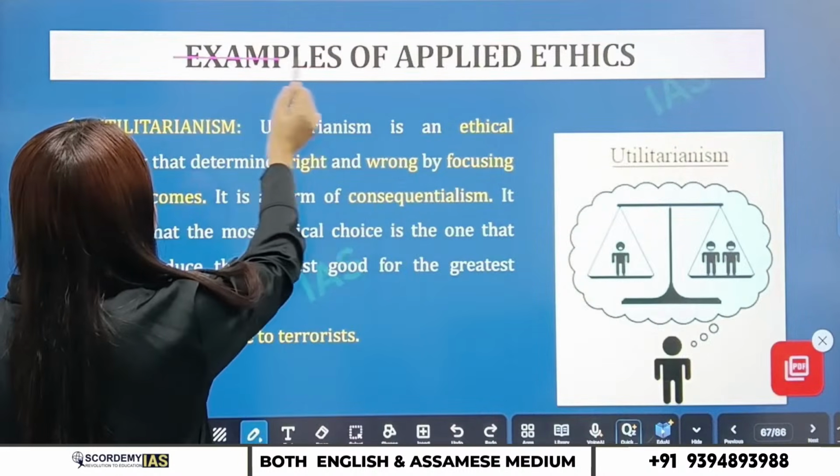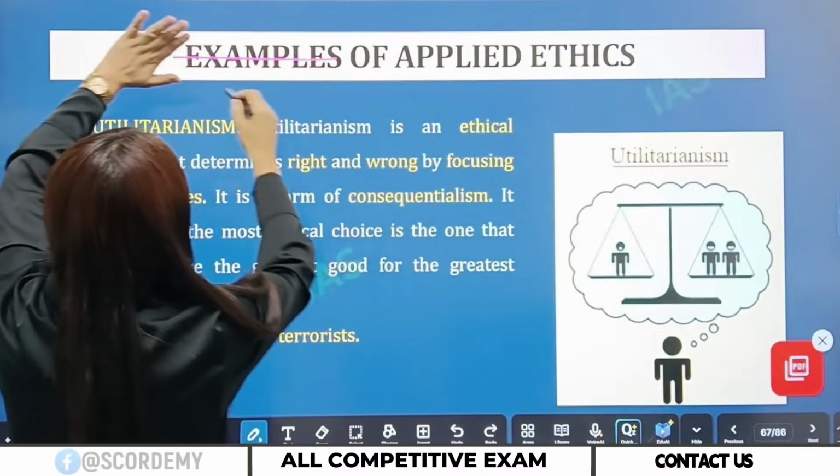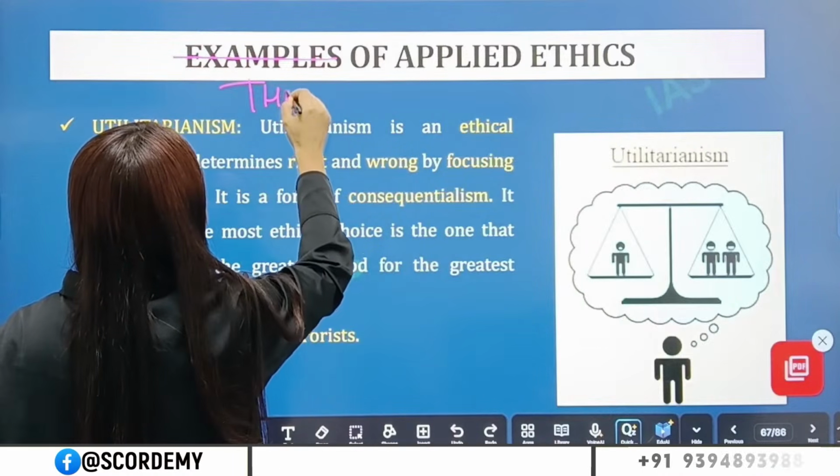The examples we have finished there. This is not an example. Theories. Next, we are moving on to theories.